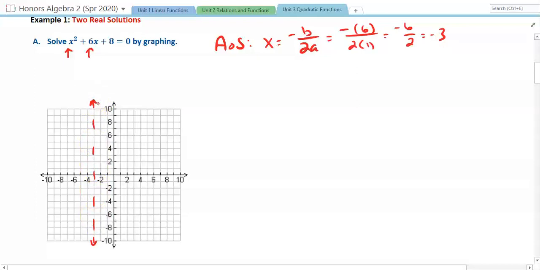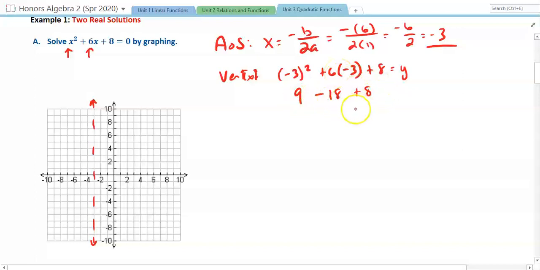We can then find our vertex. Remember, our vertex is by taking this negative 3 and plugging it in for x. And so we're going to get negative 3 squared plus 6 times the negative 3 plus the 8. That's equal to our y. And so negative 3 squared is 9. 6 and negative 3 is going to give us a negative 18 plus the 8. And so we get negative 9 plus 8 is negative 1. And that's equal to our y. And so my vertex is at negative 3, negative 1.